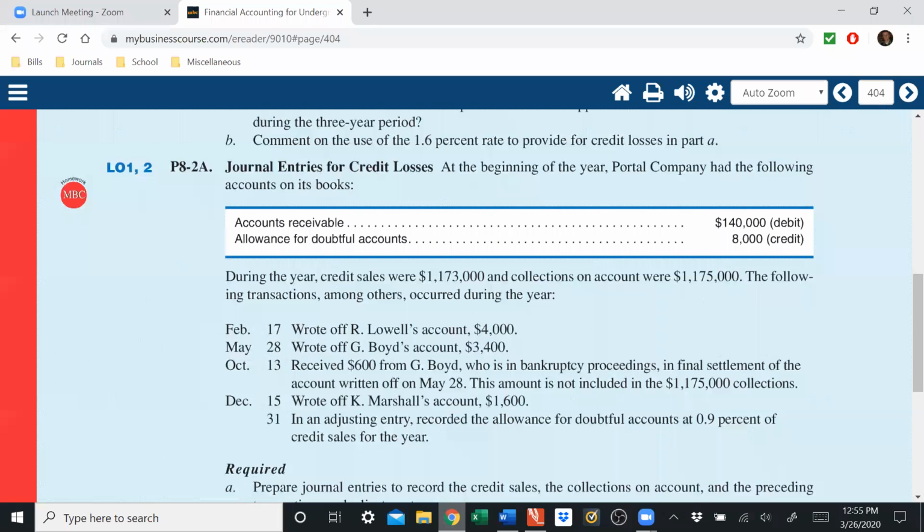So we're using the percent of sales approach, right? Because it gives us the percent of sales. We're not using an aging schedule. There's no aging schedule here. I don't see any aging schedule. So we're going to be using this percent of sales.